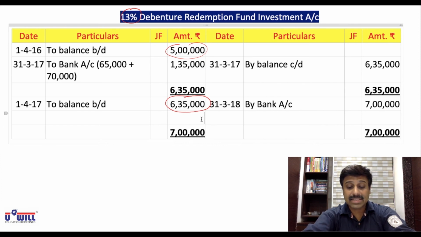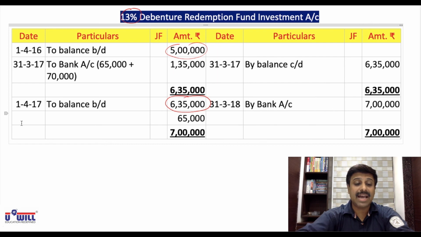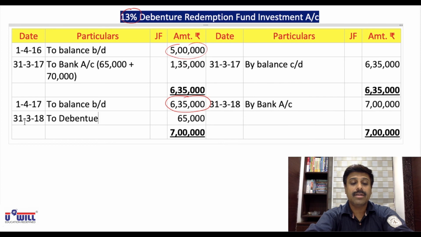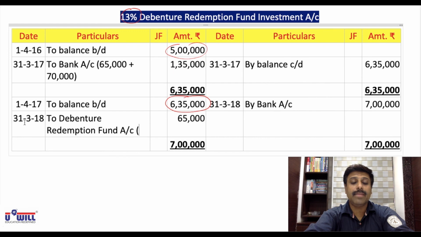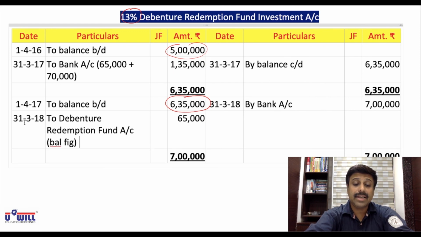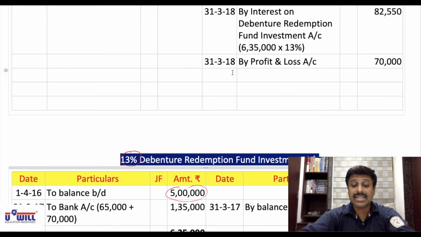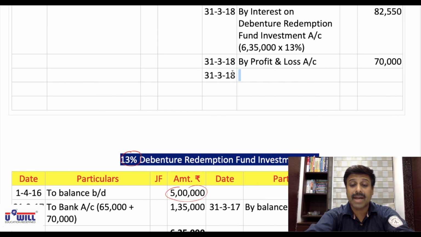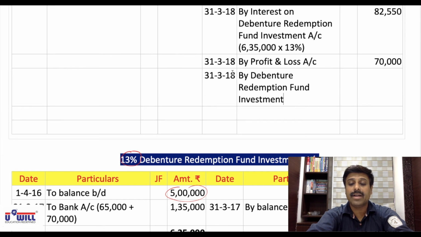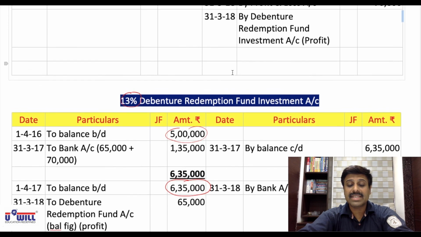And 7 lakh minus 6,35,000, 65,000 balancing figure remaining, we will transfer to debenture redemption fund account, in bracket balancing figure, as well as it's a profit. Selling price is more than the investment, 7 lakh is more than 6,35,000, so it's a profit. It will come on opposite side in the fund account, by debenture redemption fund investment account, in bracket profit. What amount? 65,000.